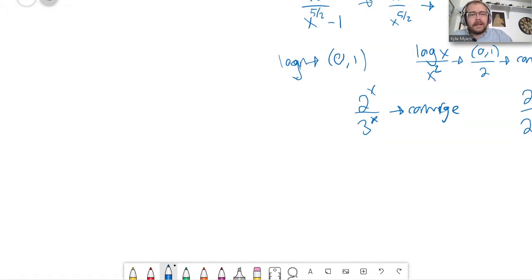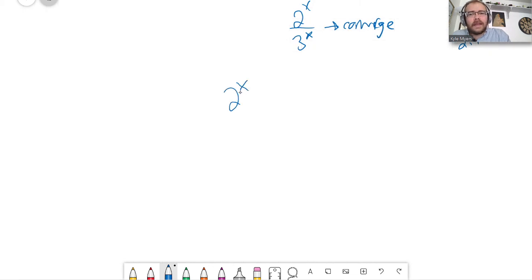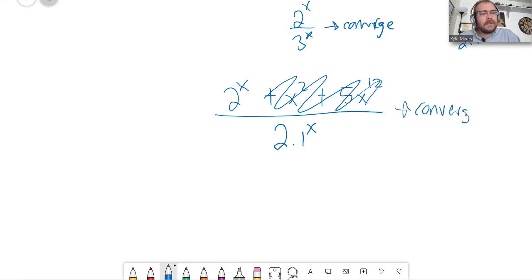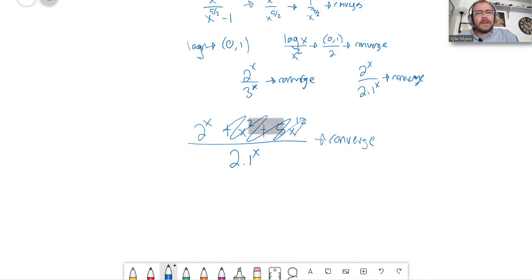So let's look at a more complicated example. What about 2 to the x, just because I seem to like that number, plus x squared plus, I don't know, 5x to the 12th power? That's ridiculously big, but if I put this over 2.1 to the x, is that going to converge or diverge? None of this other stuff matters, because exponentials are so much faster than polynomials, ridiculously faster in the long run as you go to infinity. This would converge. Doesn't matter how big that power is. It doesn't even hold a candle to an exponential function, so you wouldn't even have to worry about it.